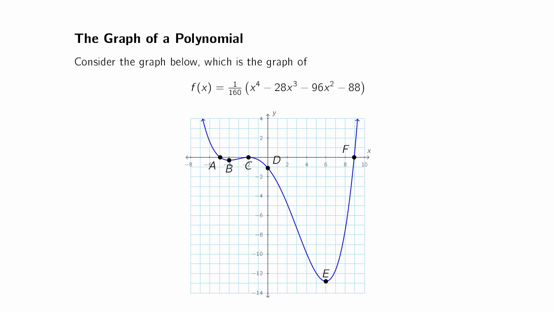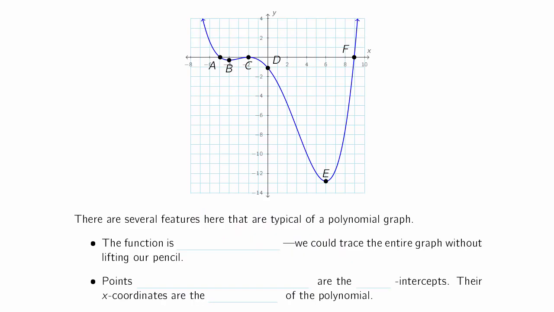One of the things that we notice is that this function is what we call continuous, which means that if we wanted to, we could trace all the way along the graph without having to lift our pencil. There are no breaks or jumps, no points where the function is undefined.